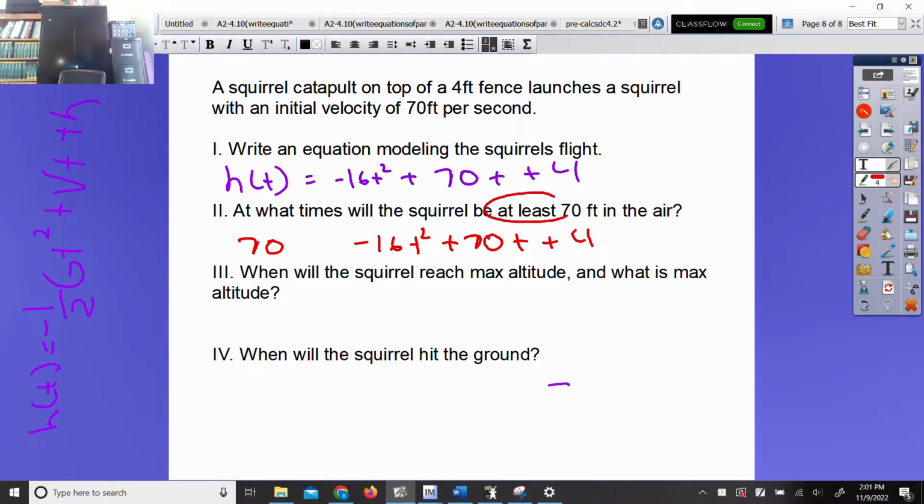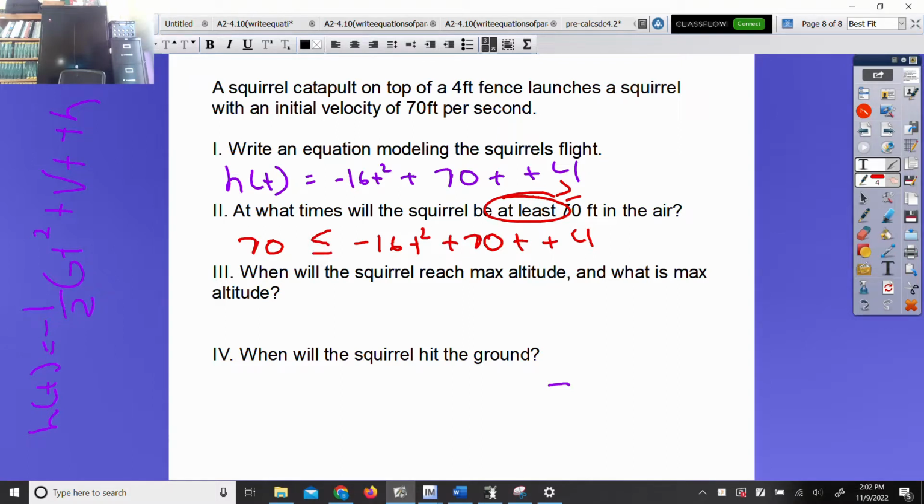Now, the wording at least showed up. It doesn't say where is it, when is it. It says at least. So it's got to be above that. So bare minimum. Greater than or equal to something. When you see the words at least, you're thinking the greater than or equal to symbol. But the question is, what's going to be greater than or equal to? The equation or 70? Oh, the equation. Because the equation is the squirrel's height. We want it to be greater than or equal to 70.